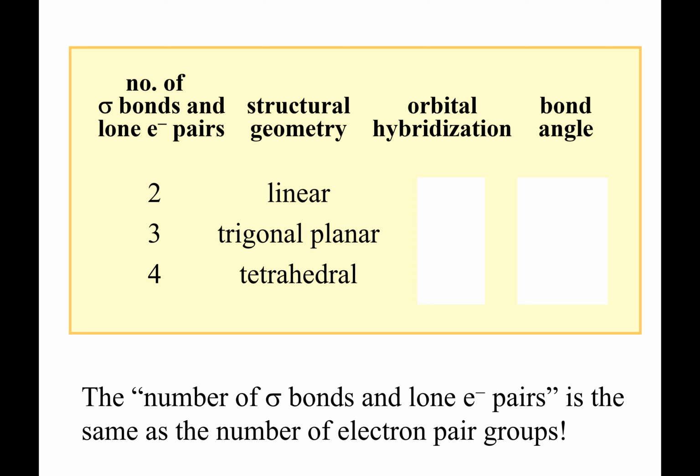So I want to focus on 3 different scenarios, 3 different hybridizations of atomic orbitals that give you these different numbers of electron pair groups. 2 groups will give you a linear shape. I'll show you what that looks like. Again, it's all about repulsion. If 2 groups are going to repulse as far apart from each other as possible, then it's going to be in a straight line.